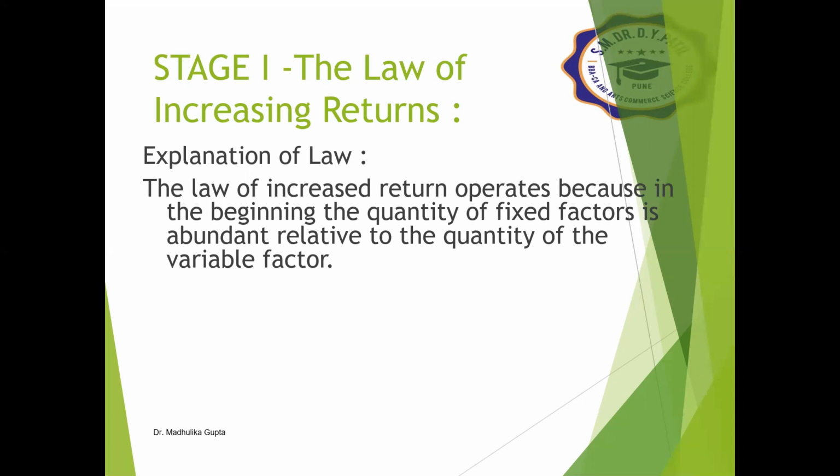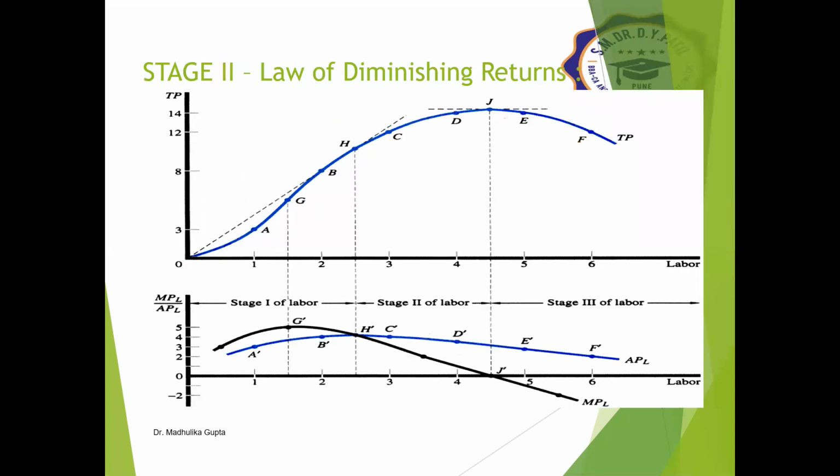The second reason why we get increasing returns at the initial stage is that as more units of the variable factor are employed, the efficiency of the variable factor itself increases. This is because with a sufficient quantity of variable factor, division of labor and specialization become possible, which results in high productivity. So you understood why increasing returns happen at stage 1, right?